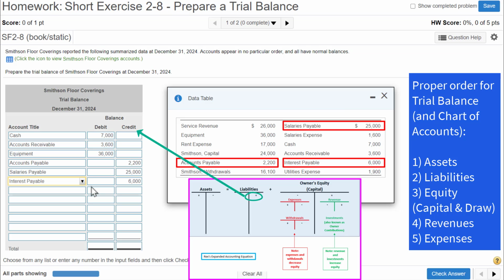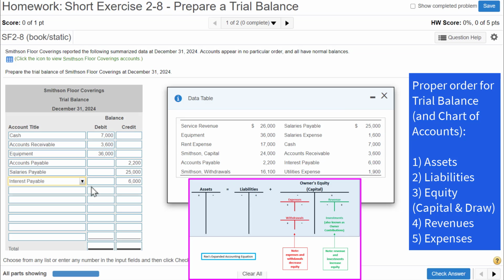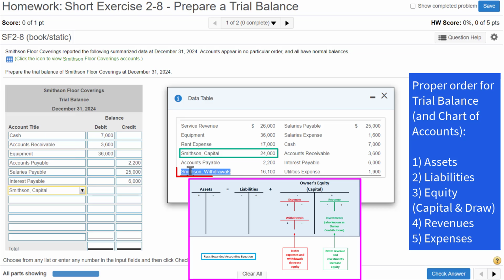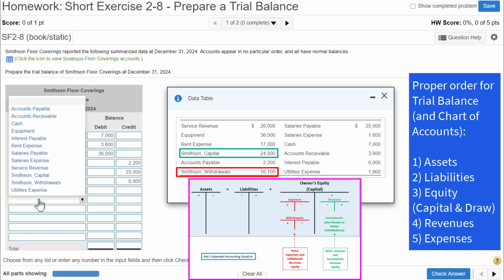What's after that? We've got capital. We've got the owner's equity account, which is capital. And then usually draw is included, but I don't see it. Yeah, there is a draws. So let's do Smithson Capital. And then we'll do Smithson Withdrawals, because these are the 2 equity accounts. That's what they kind of consider the equity accounts. So let's see here, withdrawals.